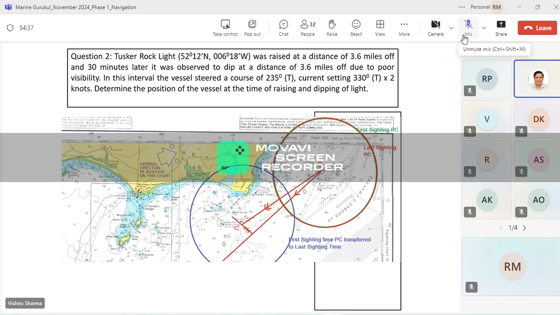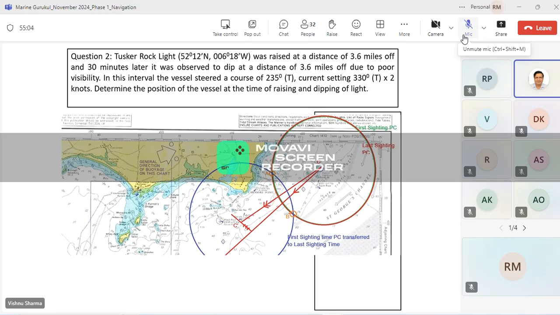And which other position circle is for 2030, guys? Color wise? The red one. So the red PC is for 2030, and the blue PC is now for 2030. Where the two intersect, those will be the possible positions at 2030. That means at 2030, the vessel can be at position A or position B. Am I right, guys? Yes or no?